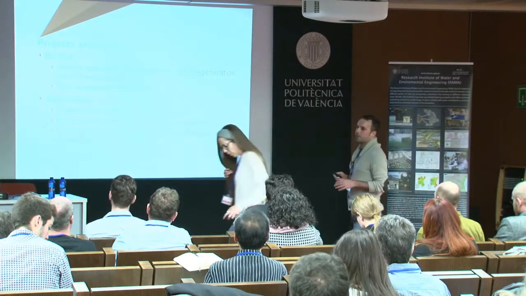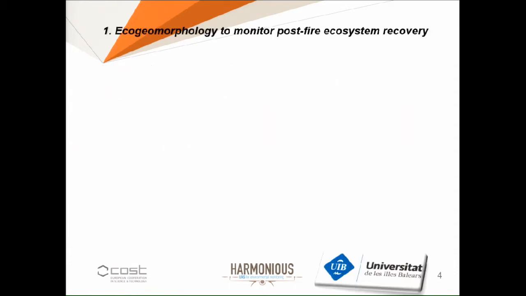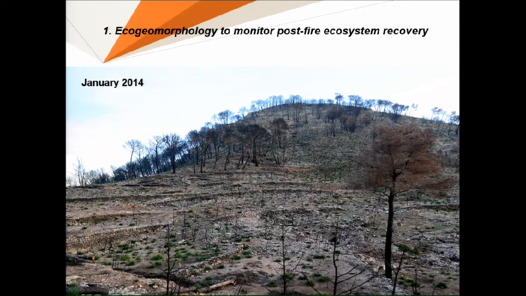I have some ideas to share with you, and I will split them in two fields: one is ecology, and another one is agriculture. The first thing I want to show you is how we are trying to combine ecogeomorphology and plant ecology. We had a really huge wildfire in Mallorca, in the south of the Tramontana range, in 2013, and from January 2014 we started to monitor this area to see the main problems after a fire: basically erosion, the recovery of vegetation, and finally the recovery of the landscape.